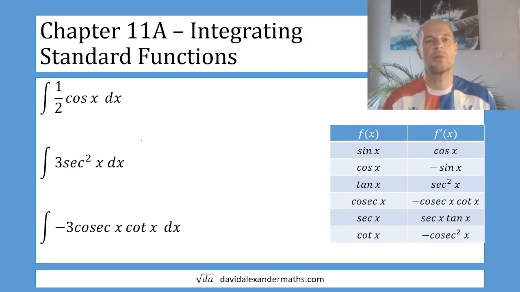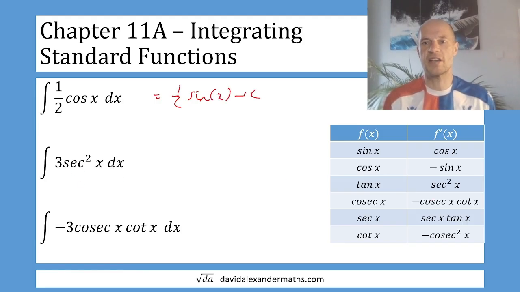Let's look at a few more examples. So here I've got the 1/2 cos x. This is what I'm integrating. I can see that cos x is the derivative of sine x, so that means if I integrate cos x, I'll get sine x, so that is just going to be 1/2 sine of x plus c.